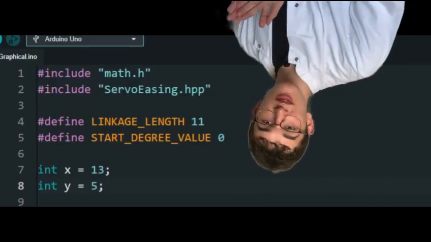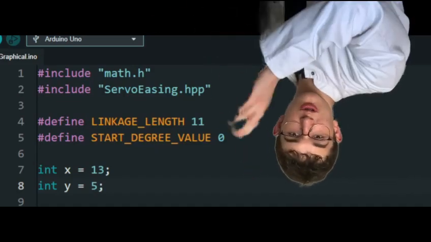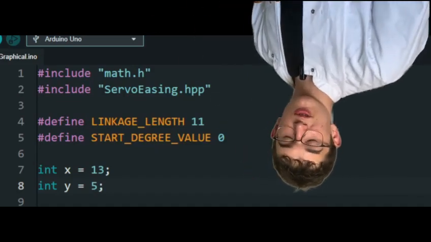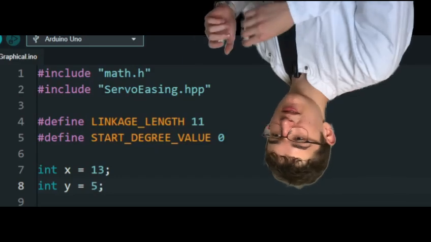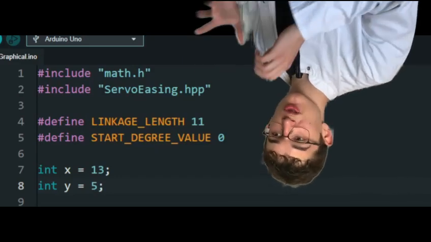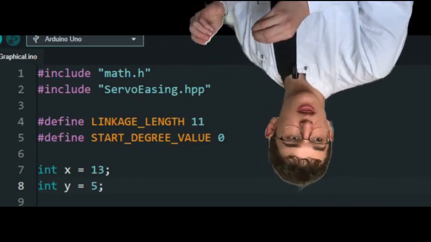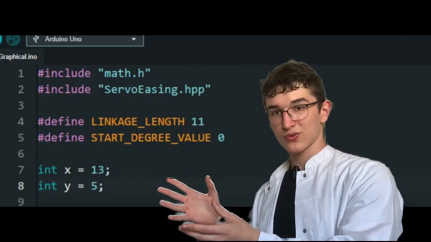Let's get into it. The code is very simple. This part is all just set up. It just says, okay, the linkage length is 11 centimeters. These are the libraries we want. Then it also says, okay, these are the coordinates we have.